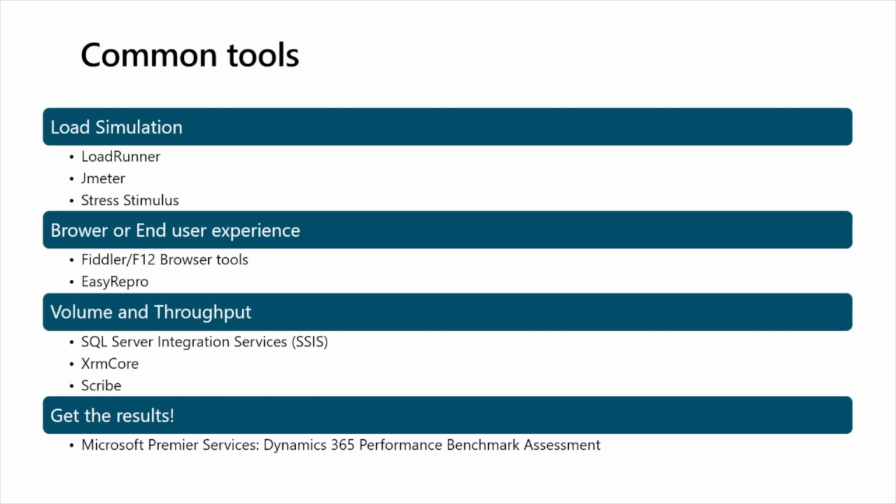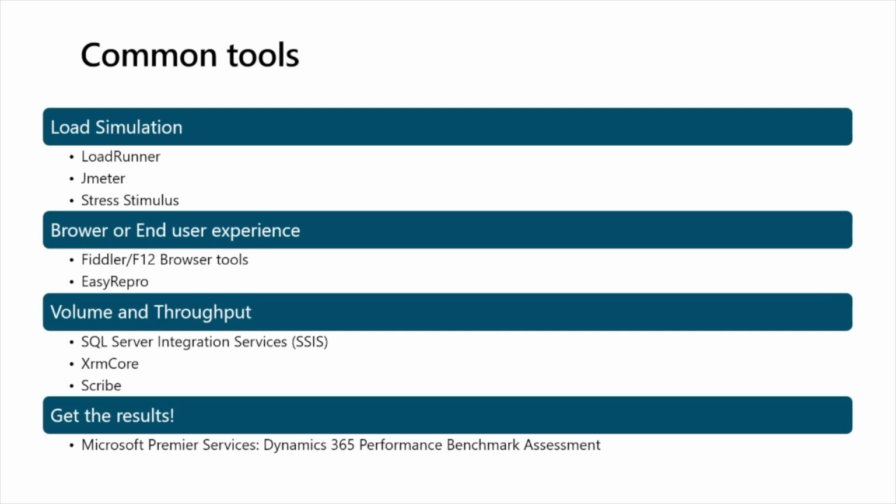SQL Server Integration Services, the XRM Core Library, and Scribe can be used to generate large volumes of requests and interact with services. Last, and definitely not least, is Microsoft Premier Services Performance Benchmark Assessment. This is a service provided by Microsoft to execute load tests and provide results. The deliverable of this service is only the results. This is a typical path for projects that require performance testing but do not have the resources to do it themselves.